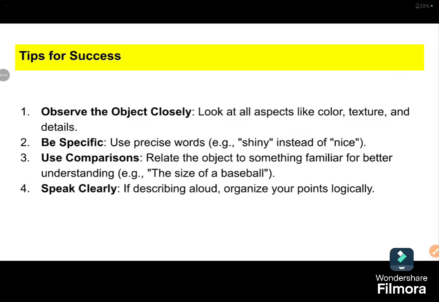Let's look at other things. Tips for success. How can you describe successfully? First thing, observe the object closely. Look at all aspects like color, structure, details. Don't leave anything out. Be specific. Use precise words like shiny instead of nice. Next, use comparisons. Relate the object to something familiar to better understand the size, like the size of a baseball. And speak clearly. If describing aloud, organize your points logically. These four things you remember.